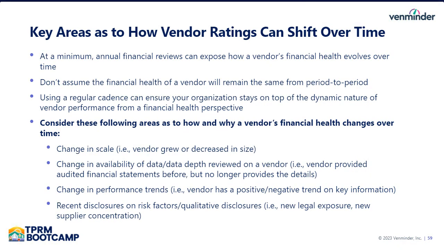So as we discussed, you've got to perform vendor financial health reviews on a regular cadence, at a minimum annually, but more regularly if needed. Why that's important is because the vendor can have changes in their variables as it pertains to their financial profile. They could grow, they could decline, they could have changes in trends in profitability, they can have changes in liquidity, they can have recent disclosures on material items and risk factors and qualitative disclosures. So make sure you're using a regular cadence and never assume that an old financial health review will be the same because this is a very dynamic environment we live in, both from a macro perspective as well as from a micro individual vendor perspective.